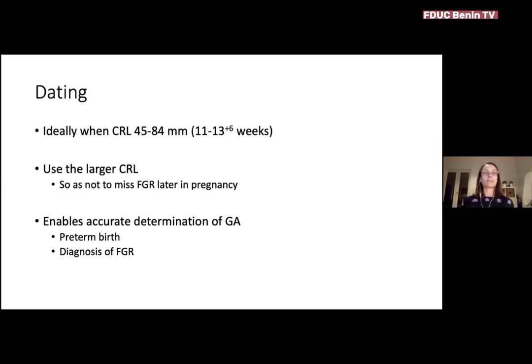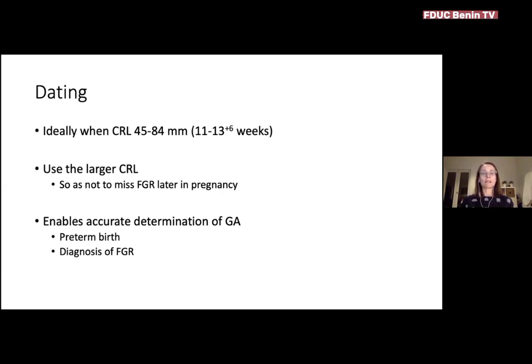It is important to understand which measurement you should use for dating in twin pregnancy. So there's been a number of theories over the years, and the smaller CRL has been used. You could also use an average of the two CRLs, but based on expert opinion, the recommendation now is to use the larger crown rump length to date the pregnancy, and that's so that you minimise the chance of missing fetal growth restriction later in the pregnancy by using the earliest due date possible.